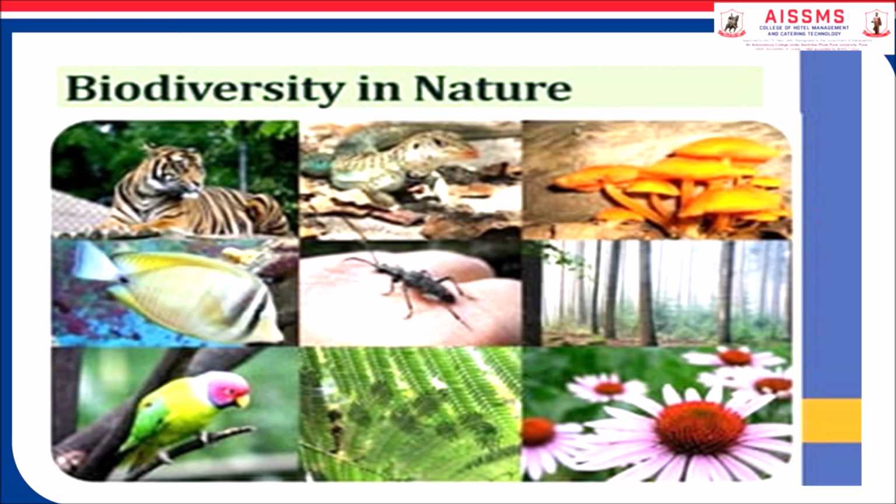And the second is species diversity. The difference between different species is called species diversity. For example, all the species of plants, animals, and microbes which are seen in any natural environment. And the third is ecosystem diversity. In one region, there may be different ecosystems. Such diversity in the ecosystem is called ecosystem diversity.